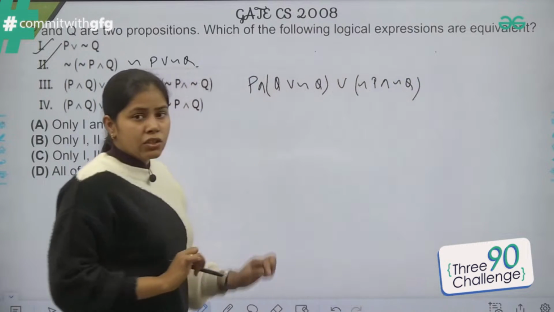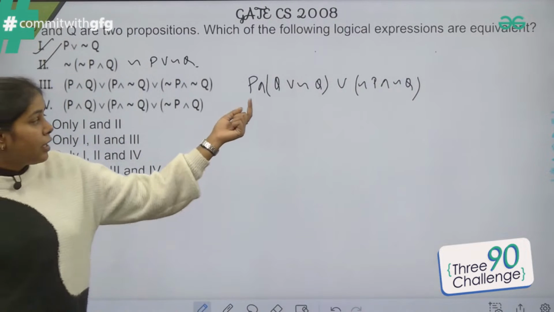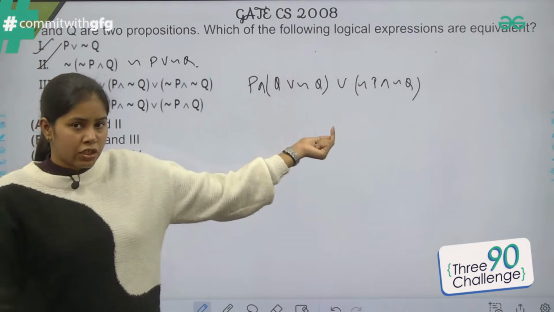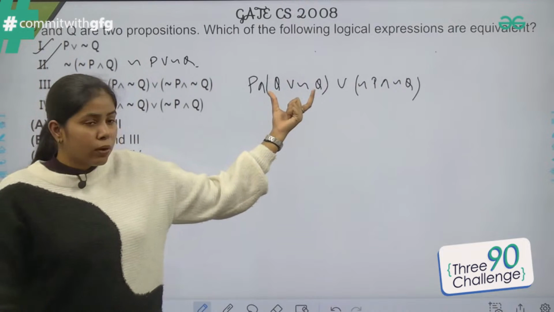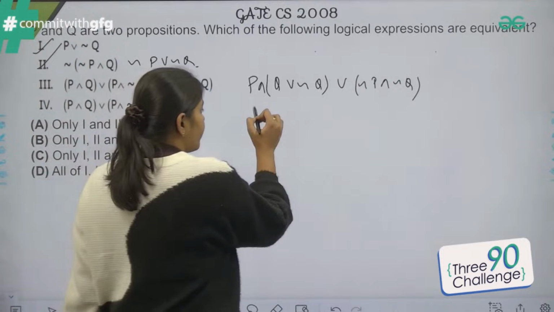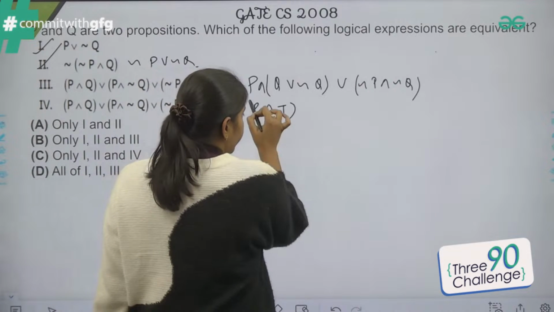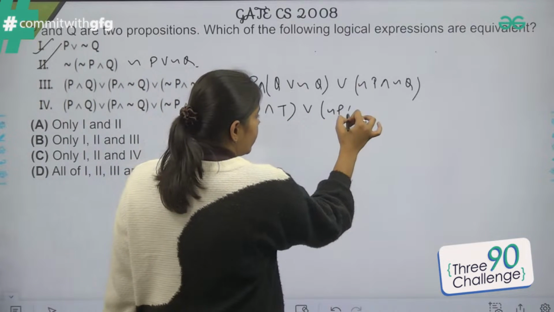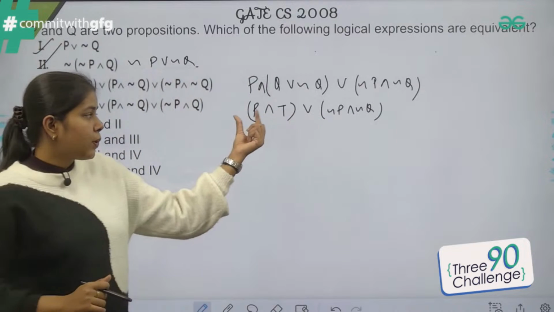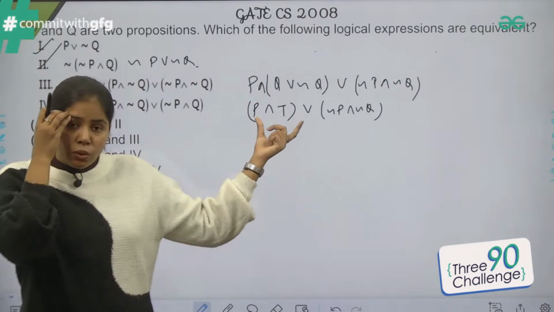Now Q or negation Q, what would I get? If Q is false, negation Q would be true. If Q is true, negation Q would be false. So overall this value would always be true. So P and true: if P is false, this whole value is false; if P is true, this whole value is true.